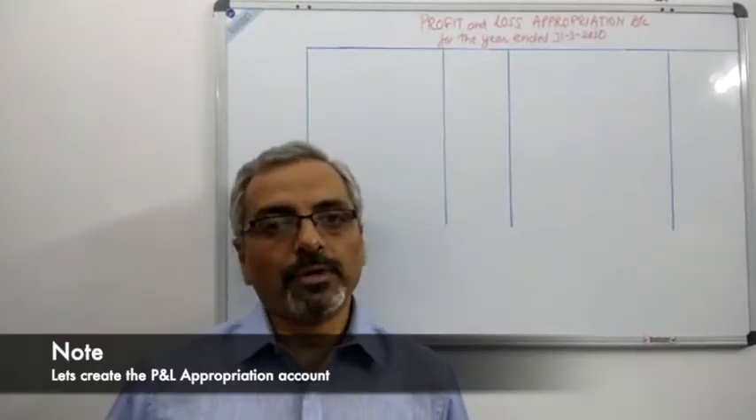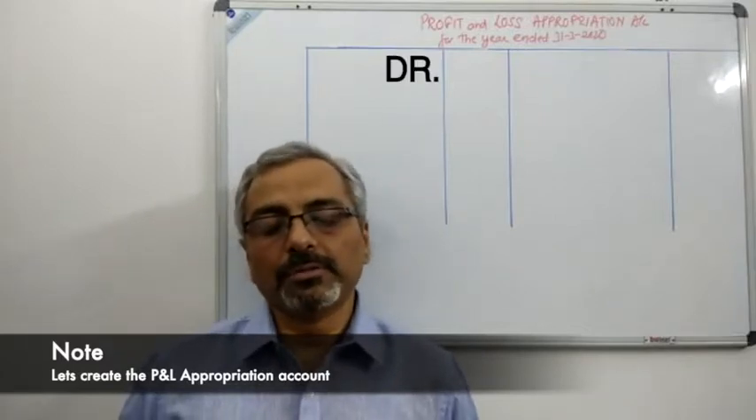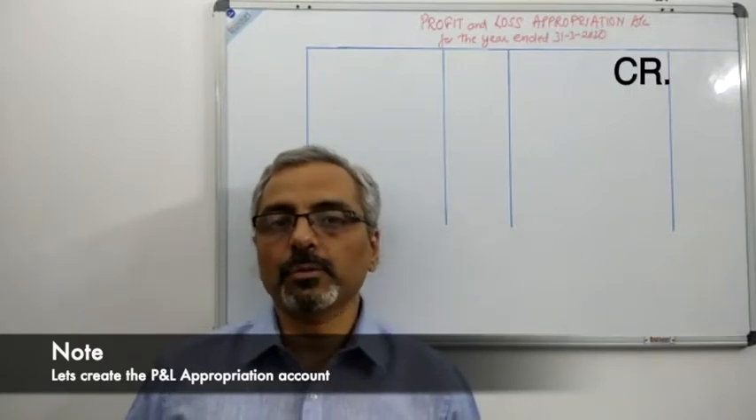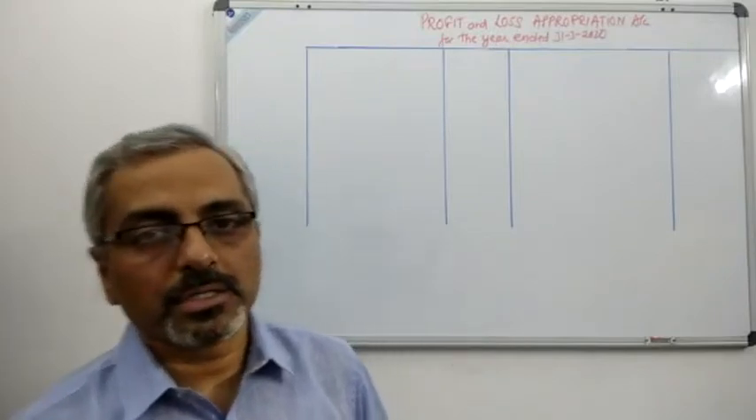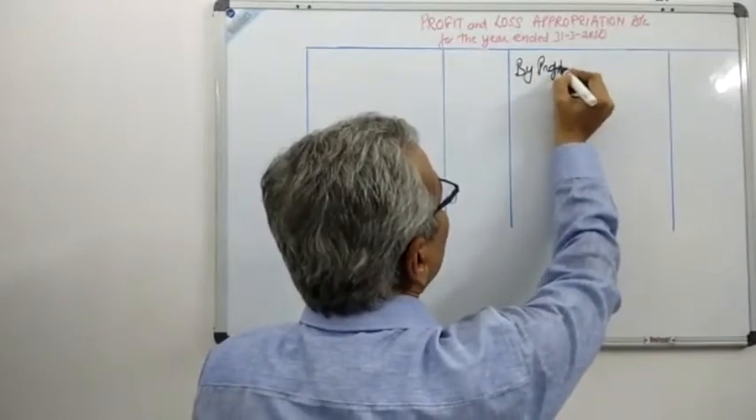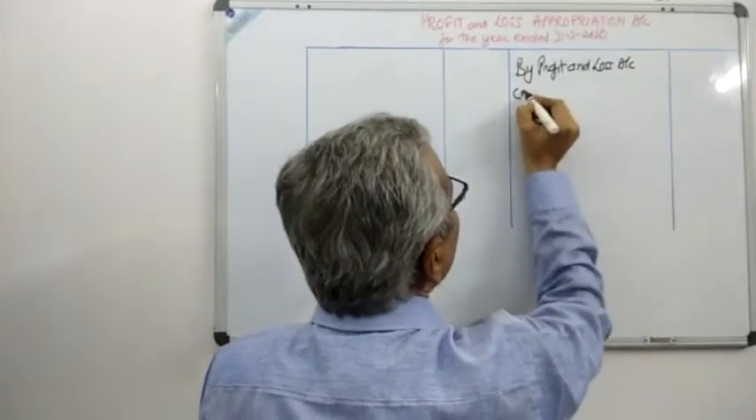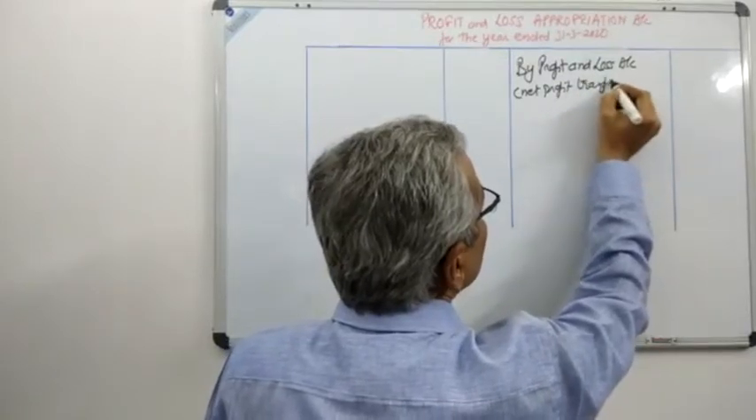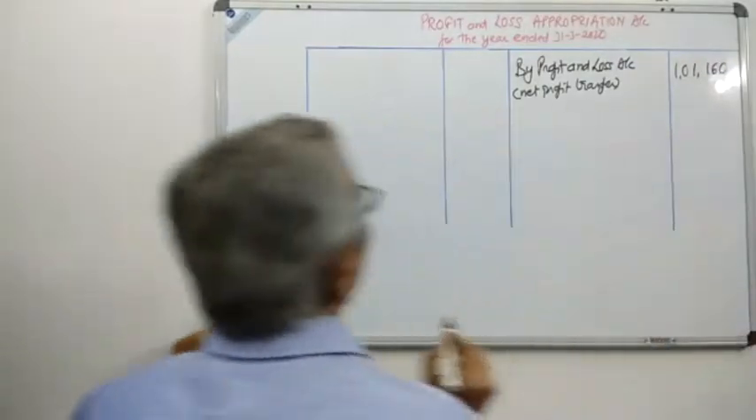So we'll now prepare the profit and loss appropriation account with the given figures and the calculations which we have done. We remember, we have seen the question and we have found out that the profit was given to us as 1,01,160. So that will be the first entry in the credit side of the profit and loss appropriation account. So let us start with it. The first entry is by profit and loss account, net profit transfer. What was the figure? 1 lakh 1,160. Now let us come to the debit side.